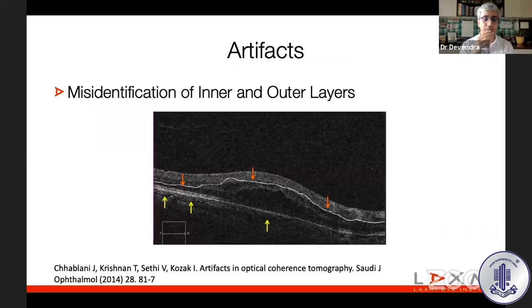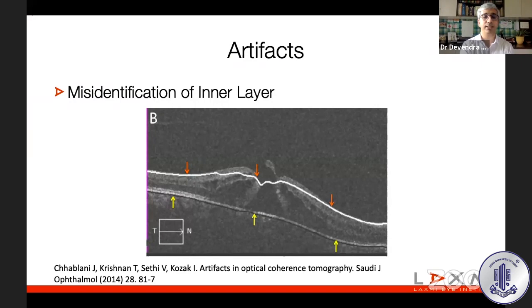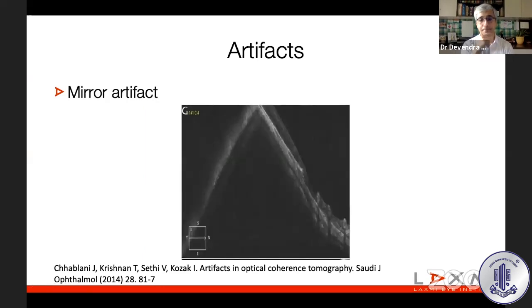There are certain artifacts, as was shown in earlier slides, when we're looking at the quantification of the retinal thickness and layers. There may be misidentification of inner and outer layers, but as technology advances and as there are superior software algorithms, these become less and less common. Here you can see in a full thickness macular hole, the software has not recognized the discontinuity in the center and has considered the retina to be intact, and you would not therefore get the apparent thinning which should have been depicted in a map through this scan.